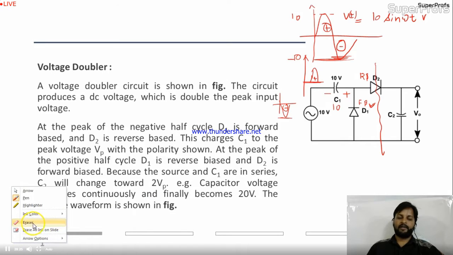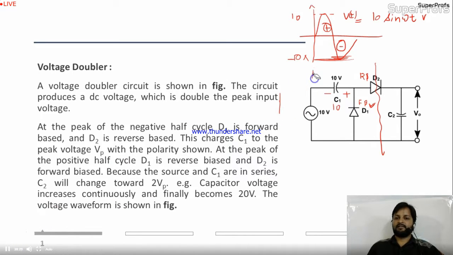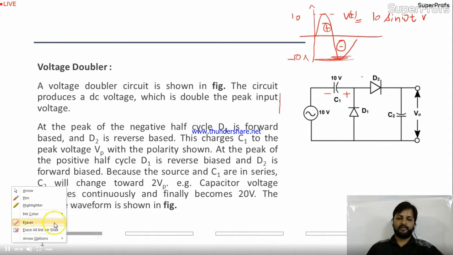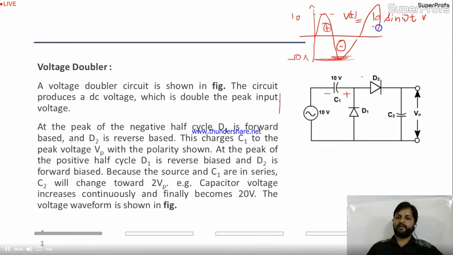Now what will happen when the input changes its half cycle? Okay, the first part is clear. The capacitor is charged now. Now we have cleared all this negative portion and we entered the positive half of the cycle. When the positive half cycle starts, the capacitor is charged up to 10. At that time D1 was forward biased, but when it enters the positive half cycle, suddenly it will be off. D1 will be off because D1 will come in reverse bias now and D2 will come in forward bias.